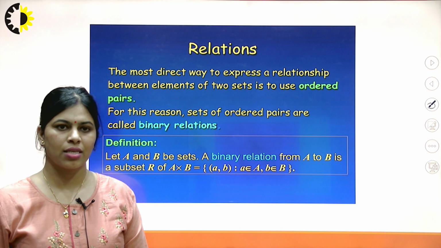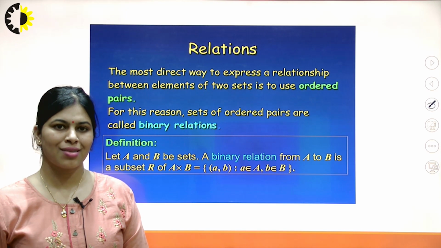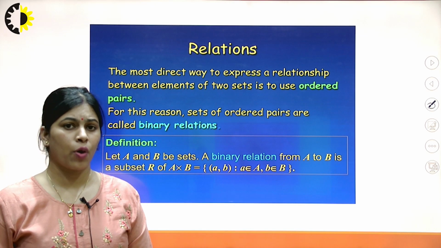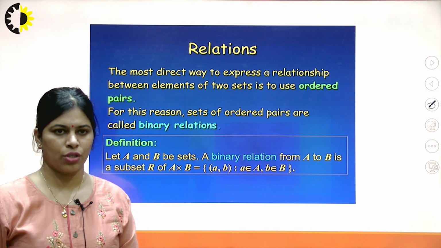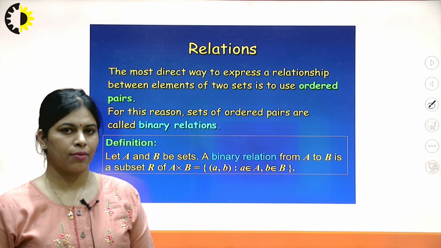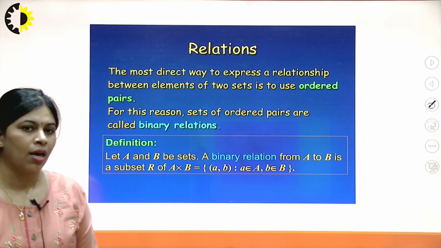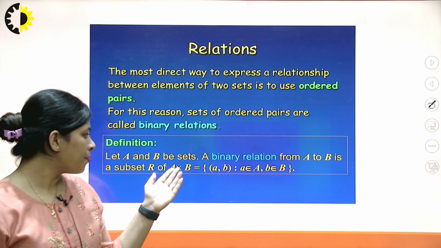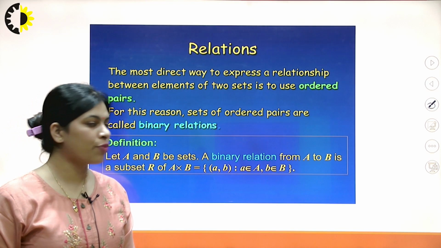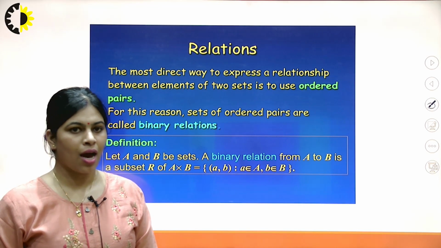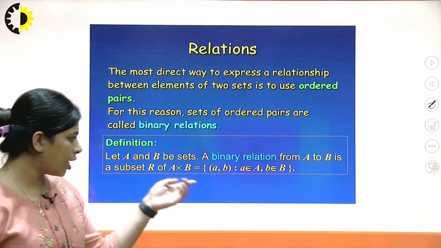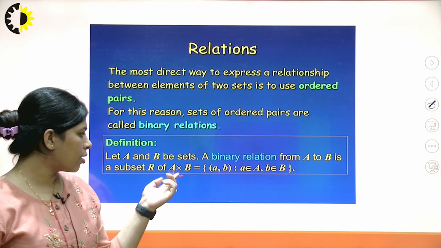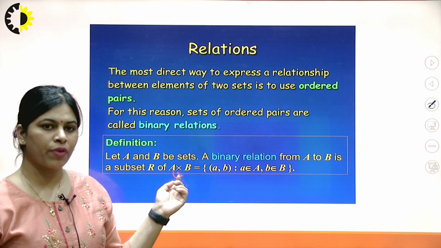First, if ordered pairs are present in a set, it is called a relation. Means a set of ordered pairs is called a binary relation. Let us take the technical definition. Let A and B be sets. A binary relation from A to B is a subset R of A cross B. A cross B is the Cartesian product. Cross is the indication of a Cartesian product.